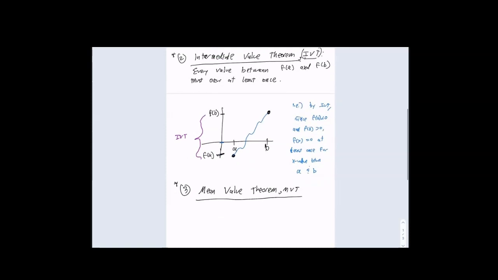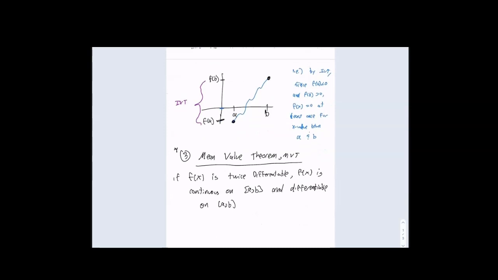MVT specifies that if f of x is twice differentiable, which just means that f of x is continuous on the closed interval a to b and differentiable on the open interval a to b. You'll see this twice differentiable, which just means that the derivative itself is continuous. All right, no sharp turns. That's all it really means.